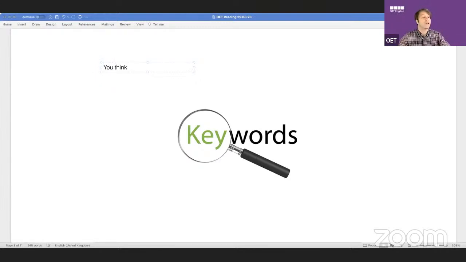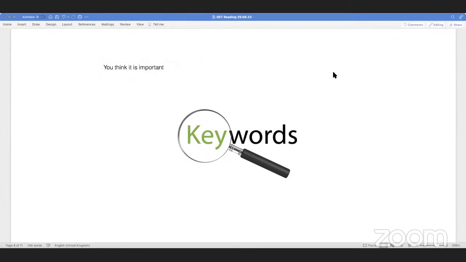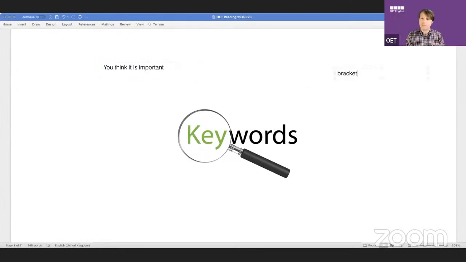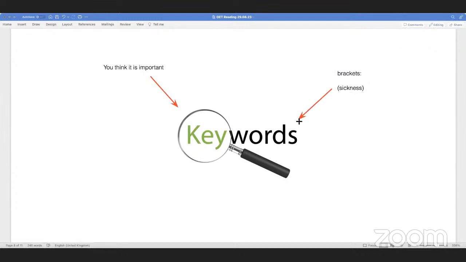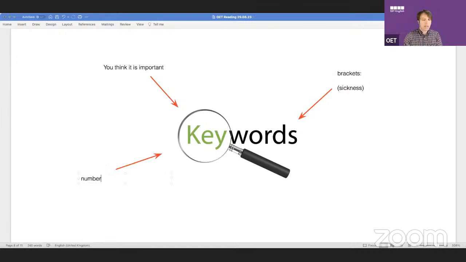Fine. What else makes a good keyword, guys? Words in brackets. So brackets, anything like this, right? If you see something like sickness in brackets, we should underline that. Yeah, agreed. What else, guys? So brackets, numbers, right? Any numbers. What else? Anything else?